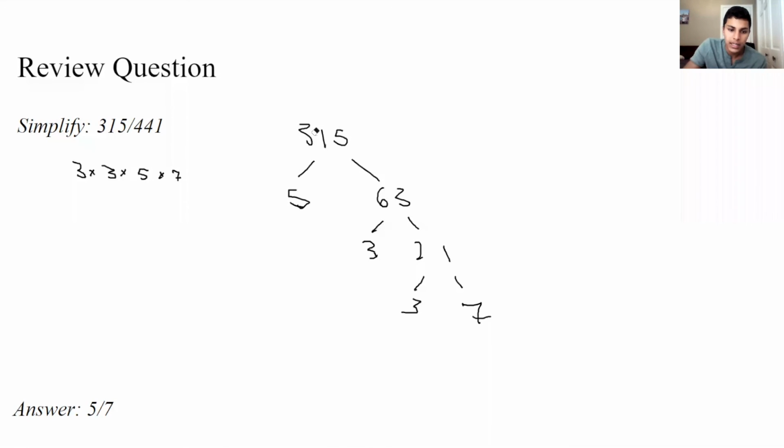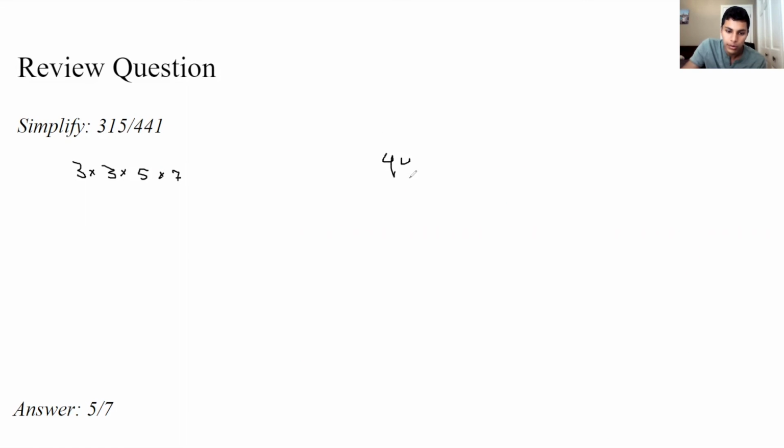All right, next, let's find the prime factorization of 441. Since 4, 4, and 1 add to 9, I know it's divisible by 3, so that's where I'm going to start. 441 is divisible by 3, and I actually don't know what that's equal to off the top of my head, so I'm going to use long division. 3 goes into 4 one time. 1 times 3 is 3. Subtract, and I get 1.